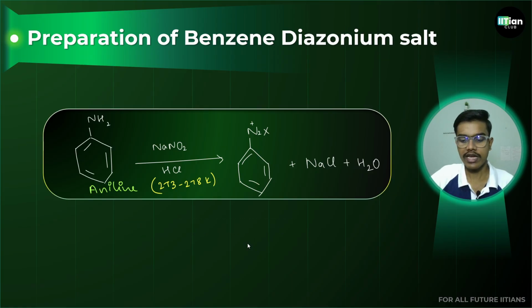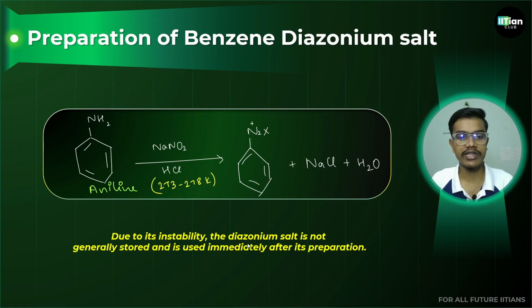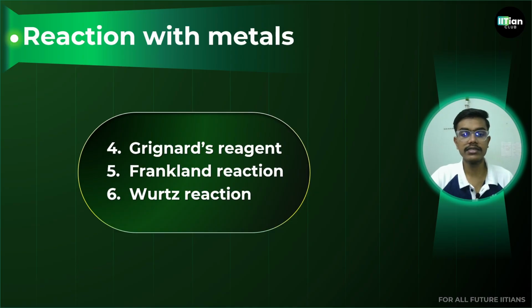I hope you will be doing that. And you should note that due to the instability of the diazonium salt, it is not generally stored. It is used immediately after its preparation. Next, we have reactions with metals, and we already saw Wurtz reaction and Fittig reaction. Now we'll be seeing the Grignard reagent.